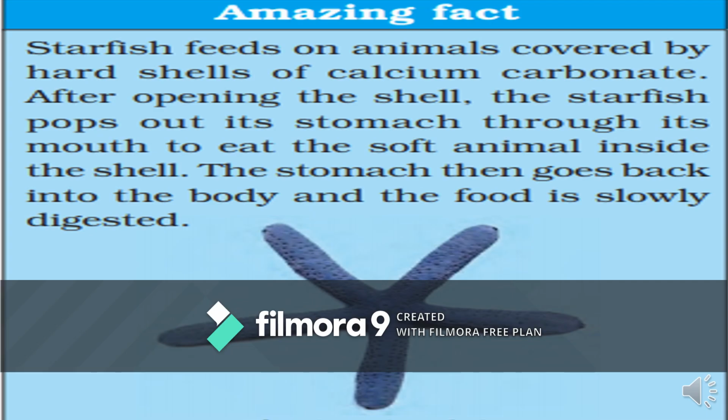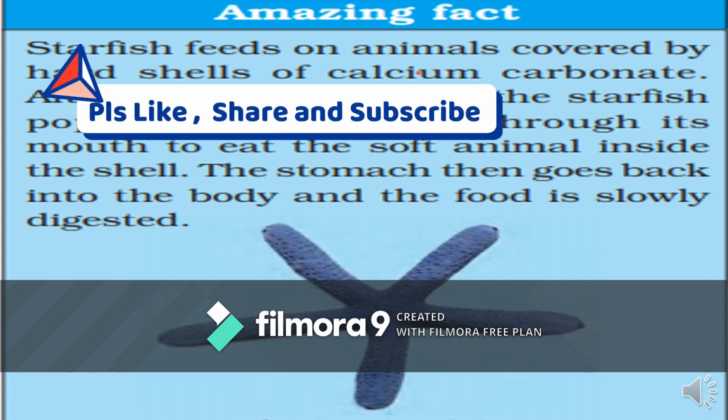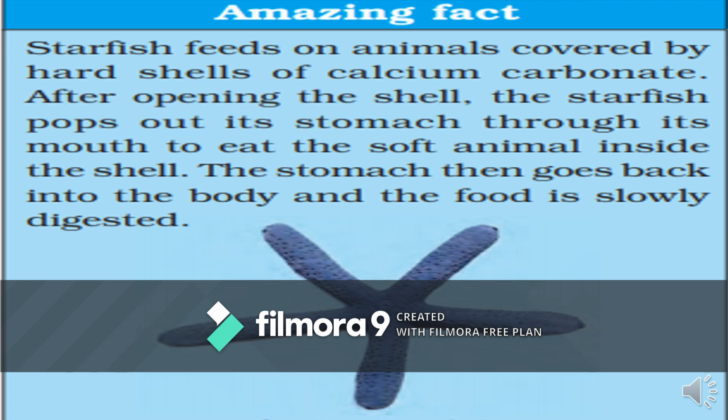Now, next we are going to learn about an amazing fact about starfish. Some of you have seen the starfish. So starfish feeds on animals covered by hard shells of calcium carbonate. After opening the shell, the starfish pops out its stomach through its mouth to eat the soft animal inside the shell. Quite interesting, right? The stomach then goes back into the body and the food is slowly digested.